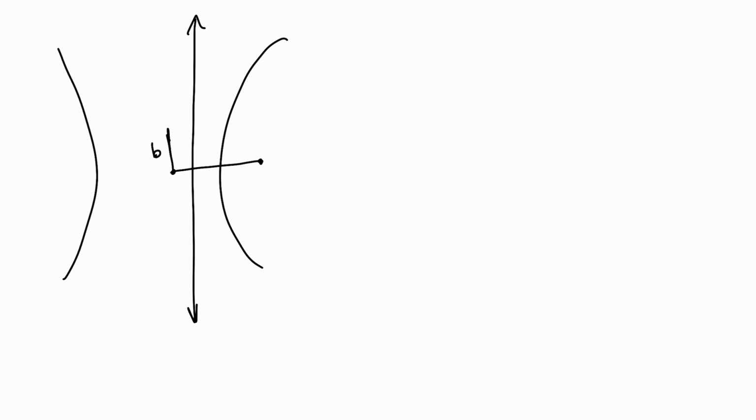And that this distance right here is A, and this larger distance is C. And there's a B such that A squared plus B squared is equal to C squared. Okay. Now, does this same definition apply? Let's try that. E is equal to C over A. It's greater than 1 right now, but let's just pick a point.